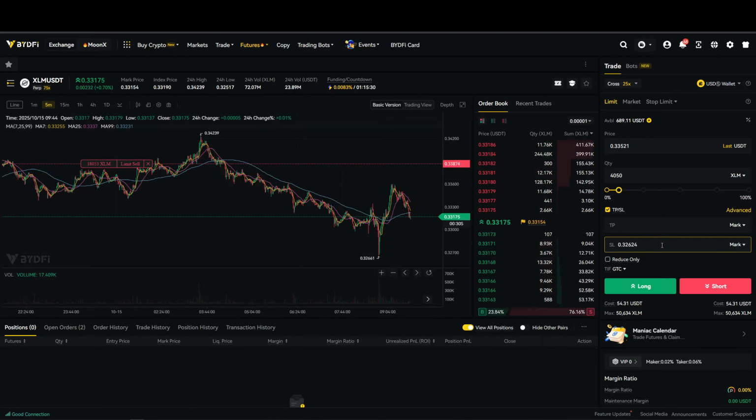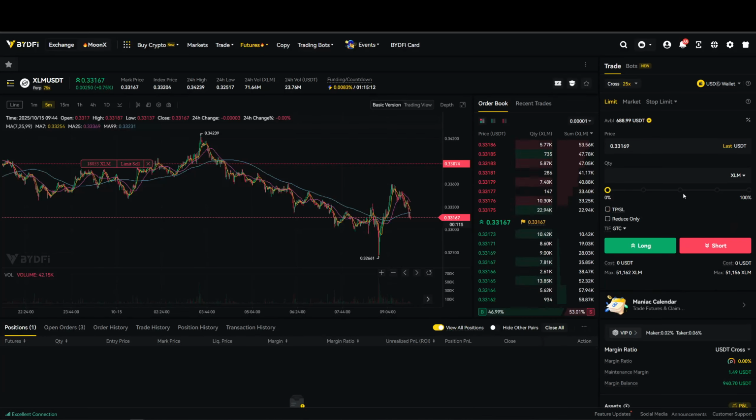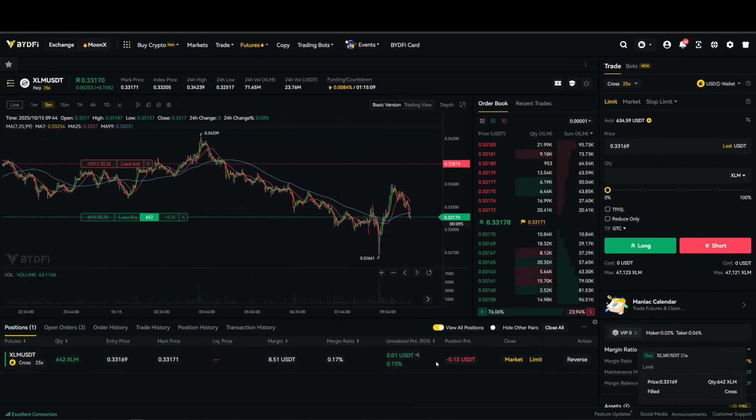32624. I put that in the stop loss area, and then take profit. Maybe I want to take profit up here at 33424. Oops, that didn't work. 33424, and then I'm gonna hit last. When I hit last, it's gonna give me the most recent price, and I'm gonna hit that, and I'm gonna hit long, and it filled me immediately.